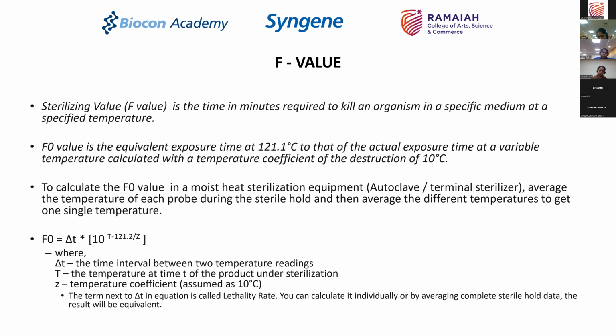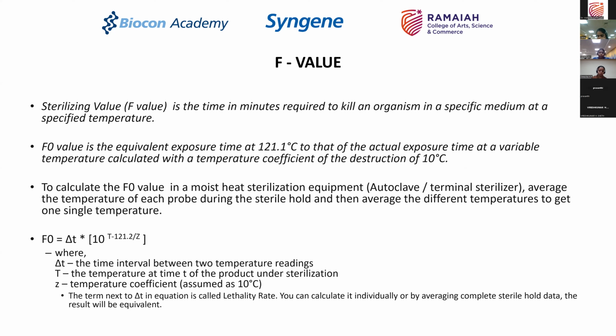Now, F0 value is a time equivalent at 121.1 degrees, 121, when you measure the actual exposure time. So when you specify the temperature is 121 degrees centigrade and measure the actual exposure time, that is where you call it an F0 value. So F0 value always is at 121 degrees centigrade as a baseline temperature. Understood? Now, to calculate the F0 value, we have seen what the formula is.